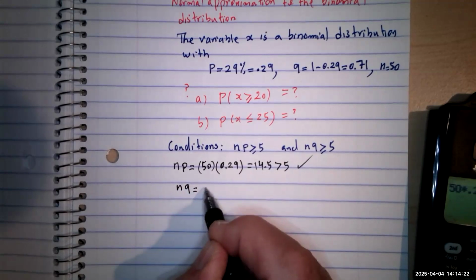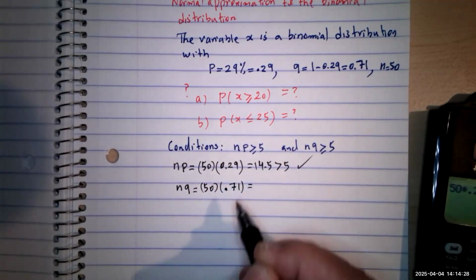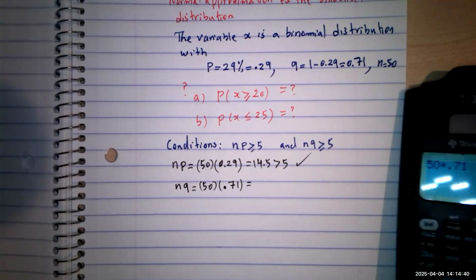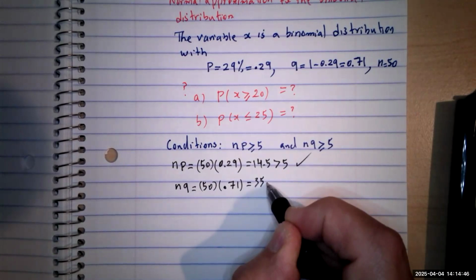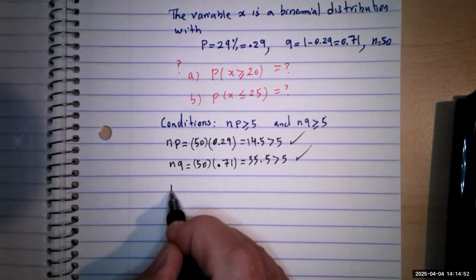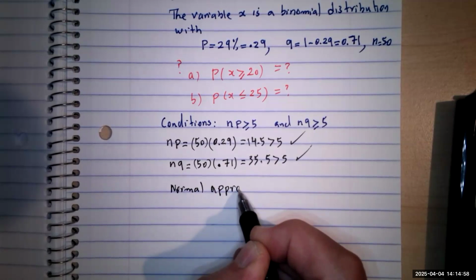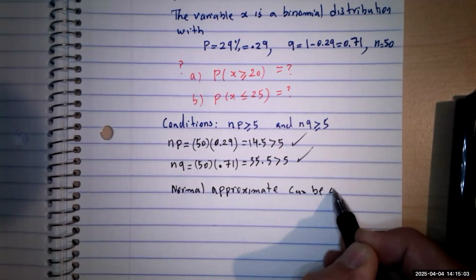Which is the second condition. n times q is going to be 50 times 0.71. You check this one, that gives you 35.5. This is bigger than 5. You see, both conditions are satisfied. Now you can claim that the normal approximation can be applied.